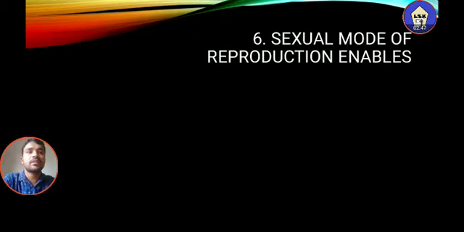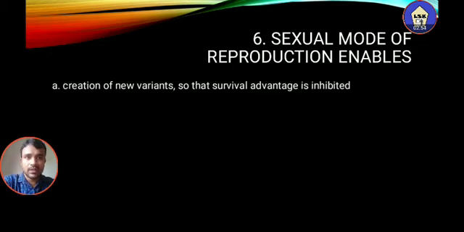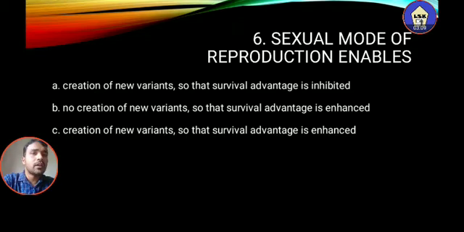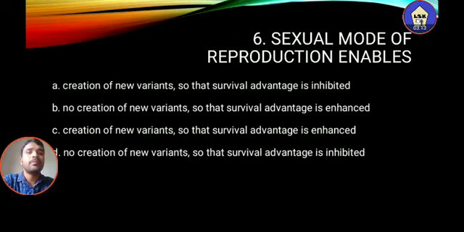Now, question number 6. Sexual mode of reproduction enables creation of new variants so that survival advantage is inhibited. Option B, no creation of new variants so that survival advantage is enhanced. Option C, creation of new variants so that survival advantage is enhanced. Option D, no creation of new variants so that survival advantage is inhibited.